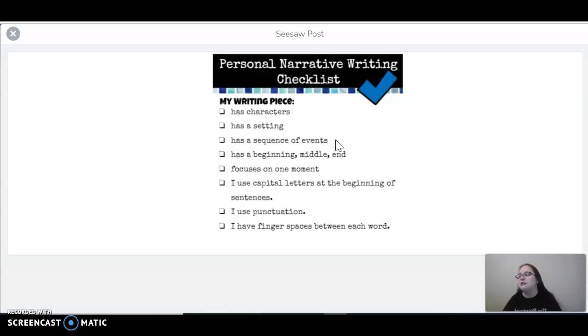So like Miss Greathouse is writing about decorating her Christmas tree. Well, on the first page, I'm not going to write, my tree is decorated, we're all done, right? That would go on my last page. So you have to make sure your events are in order.